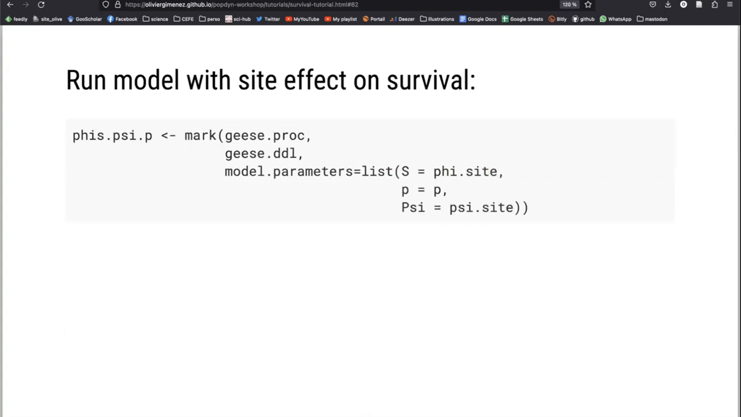And then we call the mark function, and we pass the usual parameters: the process data, the design matrix, and then the list of effects on the parameters. Survival now is no longer phi, like in the Cormack-Jolly-Seber model. In a multi-strata, multi-site, or multi-state model, it's called big S in MARK and RMark. So be careful with that, because it's a source of error. We use big S, not phi, and so we use our site-specific effect on survival. Detection, we assume is constant. And then we have our full transition matrix with all the possible combinations of transitions between sites. So let's fit that model.